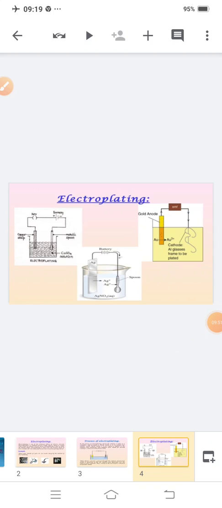Now see here, electroplating. Here AgNO3 का हो रहा है. Here silver nitrate, copper sulfate, gold. Clear?